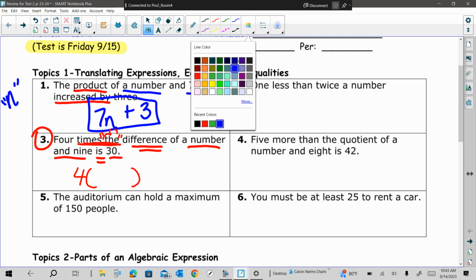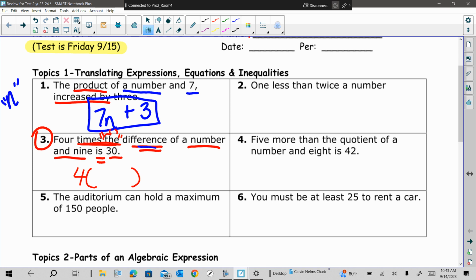Inside the parentheses is where we have the difference of a number and 9. What operation is indicating difference? So a number and 9, how would I write that? Yep, there we go. Equals 30. That is our final answer. Remember, times the, that is parentheses.